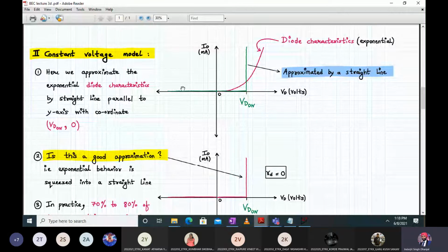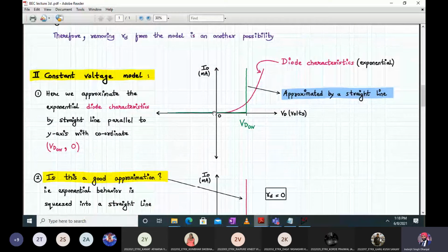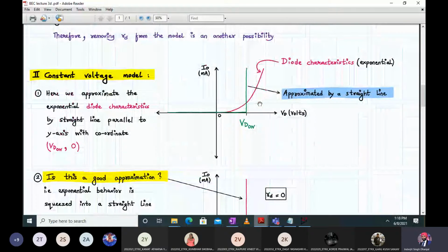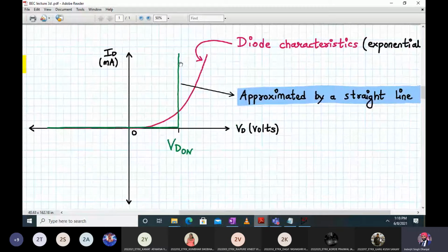So what do you mean by constant voltage model? We know that the diode characteristic is exponential like this. What we do in the constant voltage model is approximate the diode characteristics with this green line. In the exponential curve, a slight increase in the voltage gives an increase in the current. But here we are considering a constant voltage, at which the current will go on increasing drastically.